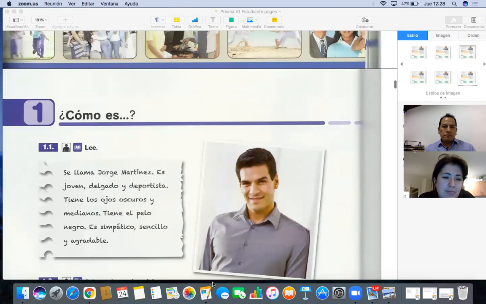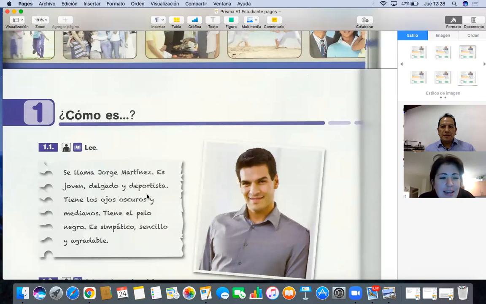I don't understand all of that. Any of this? I understand a bit. A bit, yeah, exactly. So can you read it out loud for me and then tell me what you understand? Se llama George Martinez. Es joven, delgado y deportista. Tiene los ojos oscuros y medianos. Tiene el pelo negro. Es simpático, sencillo y agradable. Agradable. There you go.